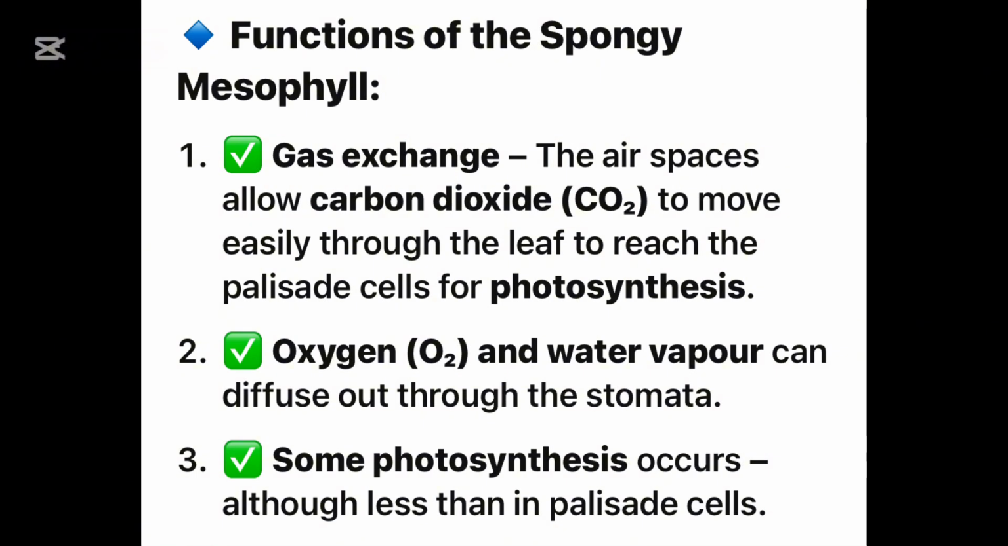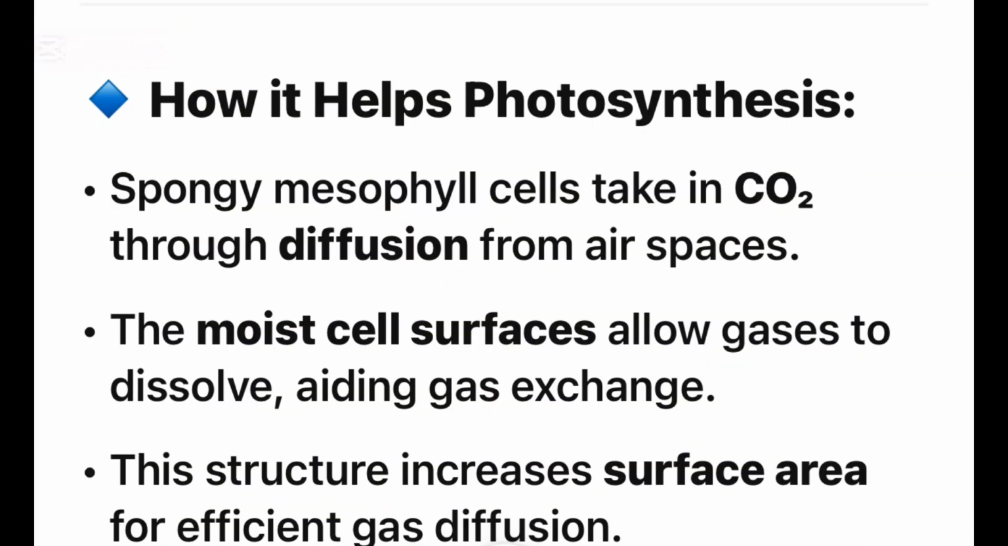Second function of the spongy mesophyll: oxygen and water vapor can diffuse out through the stomata. That function allows oxygen and water vapor to diffuse out through the stomata. What is stomata? Stomata are the openings present in the leaf. And thirdly, some photosynthesis also occurs in the spongy mesophyll.